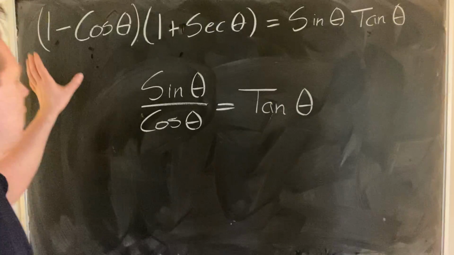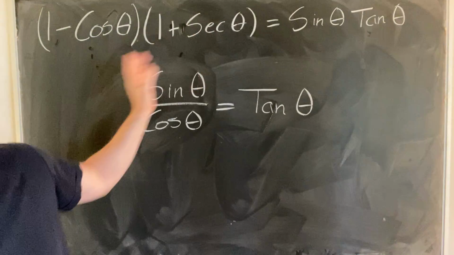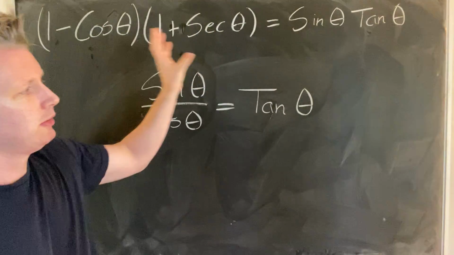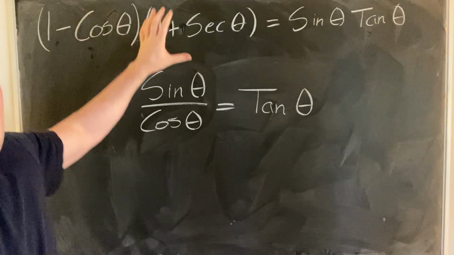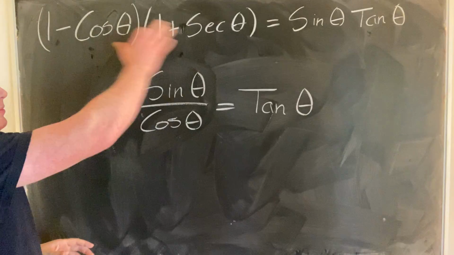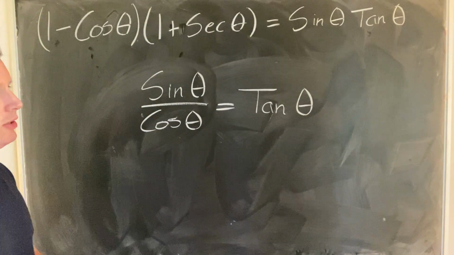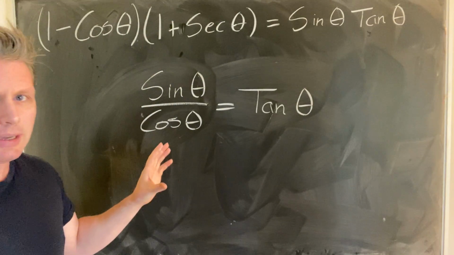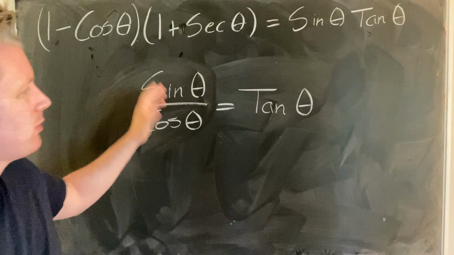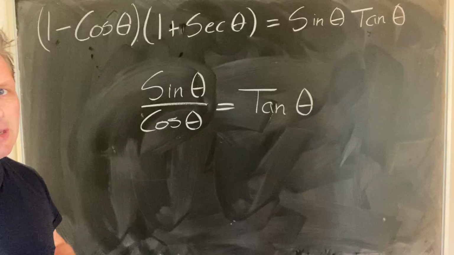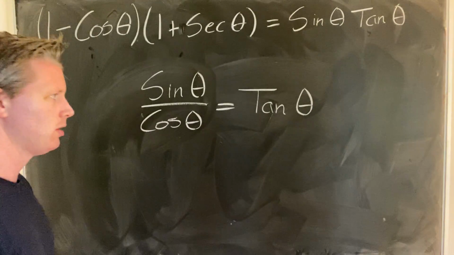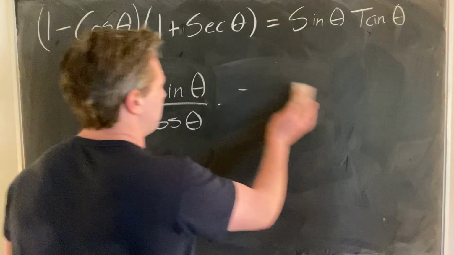So ultimately, even though we don't have a tangent of theta on the left, we're going to have to somehow bring a tangent of theta to this side of the equation. And so it is likely, when we're dealing with sines and cosines, that this relationship, sine over cosine is equal to tan, is going to be involved somehow. Okay, so that's the second one.